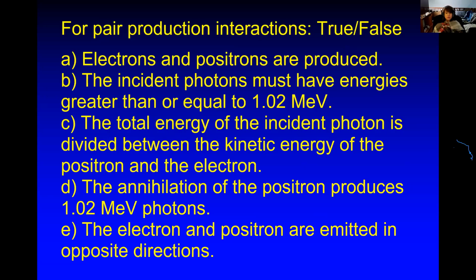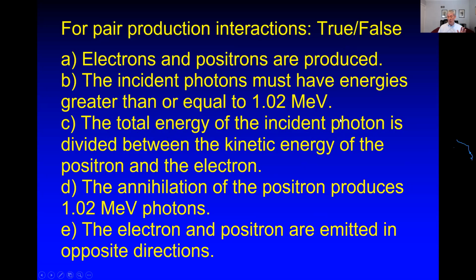False. Good. Why? What's wrong with it? Remember we worked that little math problem about 20 minutes ago, where we had a photon of 3.02 MeV. So what's wrong with that statement? It's not the total energy of the photon that's divided by 2. It's the total energy of the incident photon minus 1.02. Remember, it takes 1.02 to form the pair, so we have to subtract that from the total energy and then divide.